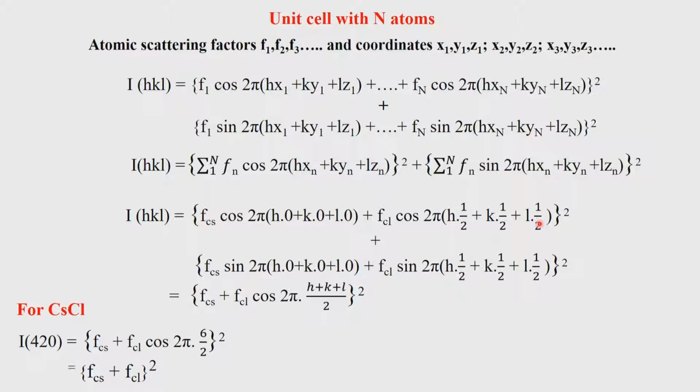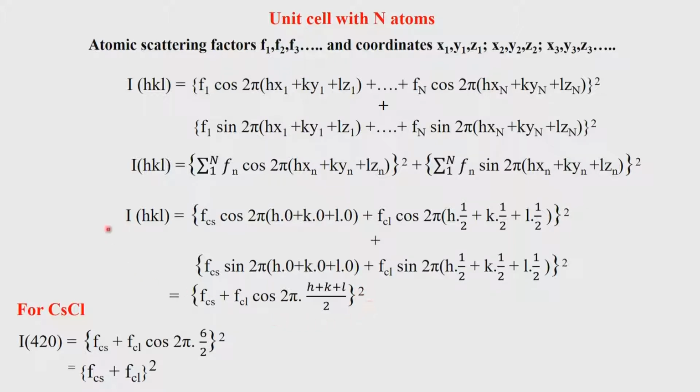In fact, sine terms generally vanish in case you have a centrosymmetric crystal. If there is an inversion center in the crystal and that inversion center coincides with the origin, then centrosymmetric structures will not have any contribution from the sine terms. On the other hand, the cosine terms do contribute in the following way. For example, since Cs is at 0, 0, 0, there is no phase change, so f of Cs remains as such. f of Cl gets modified with the change in the phase, and the change in the phase happens to be cosine 2 pi h plus k plus l divided by 2, whole square.